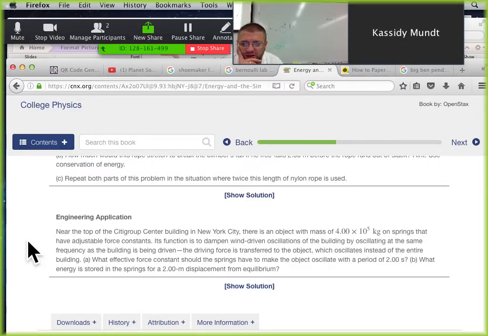Okay, let's do this engineering application because I really like this one. Tall buildings are like huge rubber bands. They're like big rubber statues. They actually oscillate all the time. They're always wiggling back and forth.